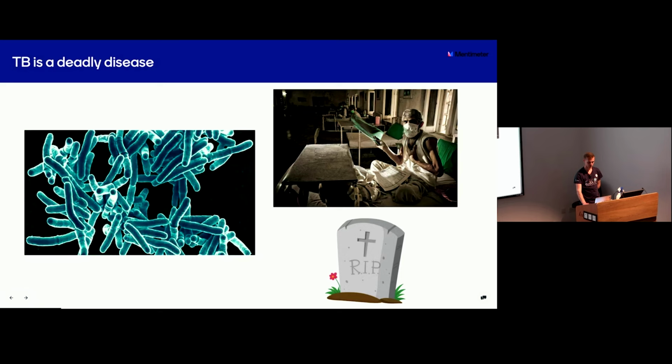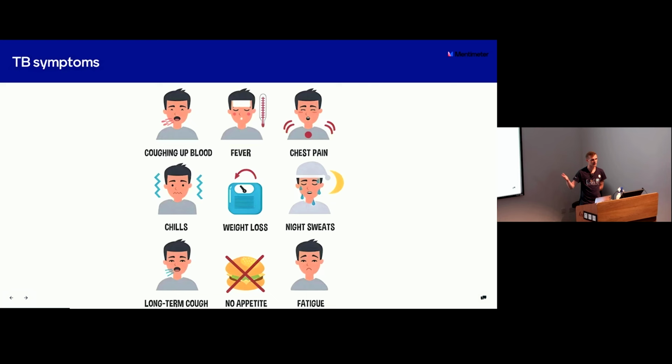What does it look like when you get TB? Well, some of you mentioned these things on the word cloud at the start. So people that have TB often cough a lot, sometimes coughing up blood. They lose weight and they're tired, and a bunch of these other symptoms.